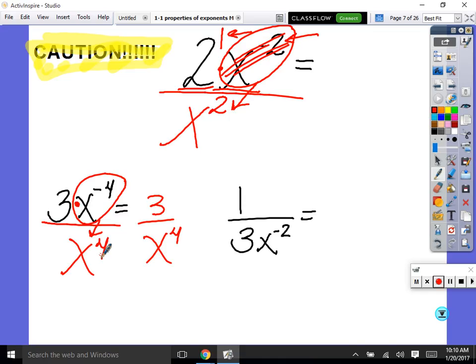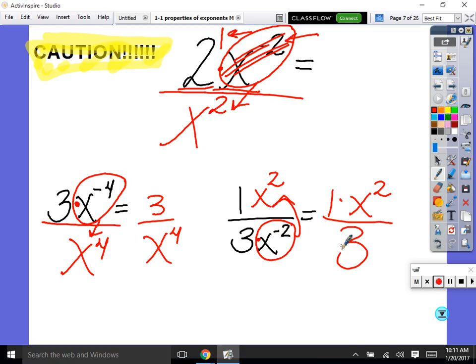Okay, so looking at this one, is 3 connected to x to the negative 2? Don't zone out or you're going to start getting these wrong. Is 3 connected to x to the negative 2? No, it's just multiplication. So isn't this the only one that needs to be fixed? So that comes up, x squared. So now on top we have 1 times x squared. On bottom we have a 3, right? Now do we need to write the 1 times x squared? Isn't 1 times anything just itself? So we don't even need to write that. Everybody good? Okay.